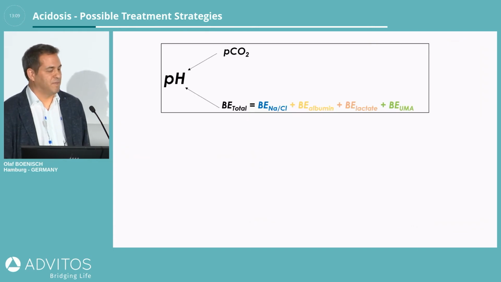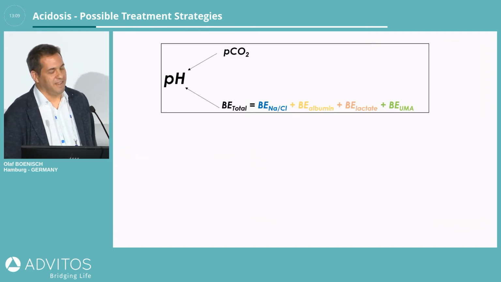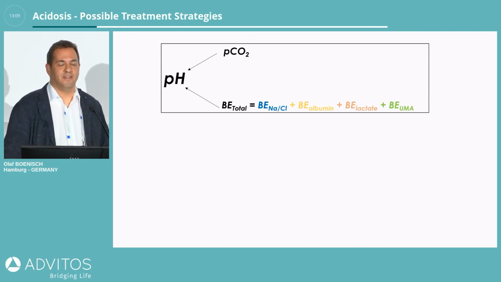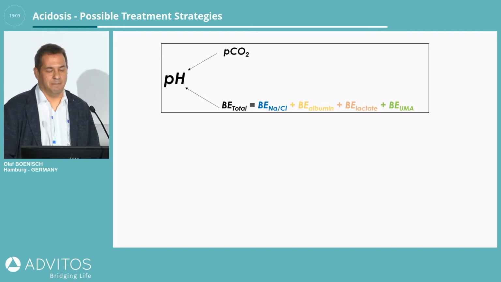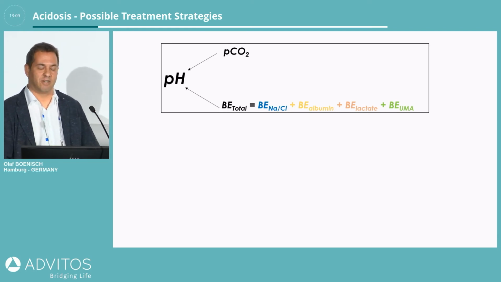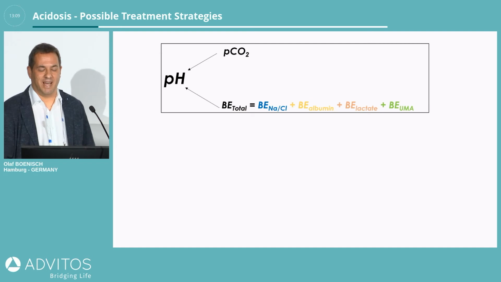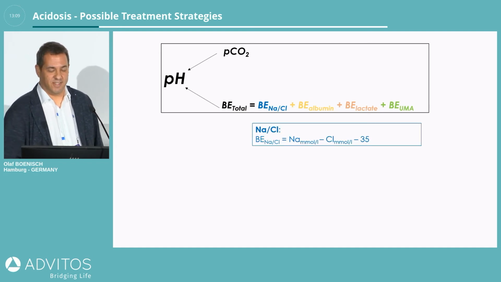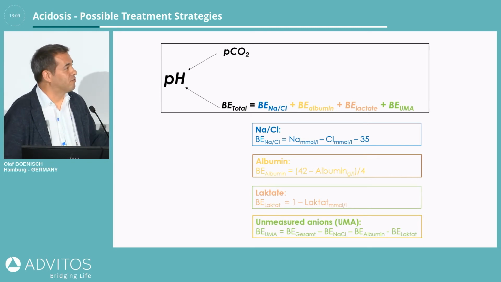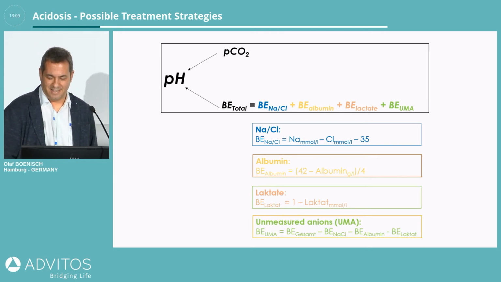And so the pH in the end is influenced by the PCO2, which is clear, and then the base deficiency is composed of a base deficiency that comes from the relation between sodium and chloride, from albumin, from lactate, and by the unmeasured anions. And then I can calculate for all of these things their contribution to the base deficiency.